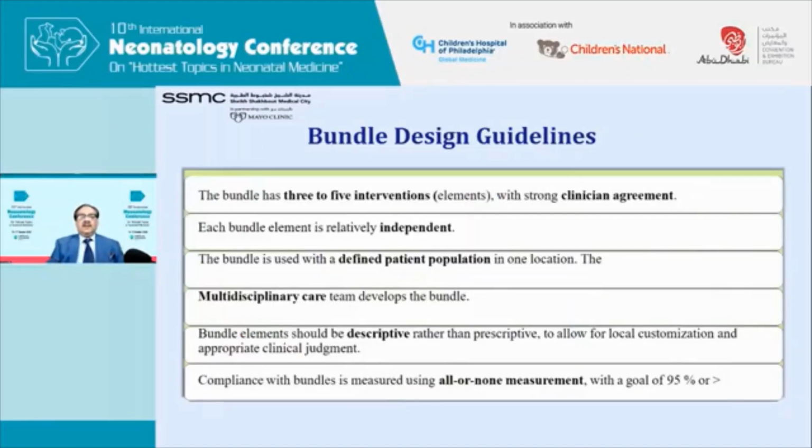So how can you design a bundle? These are the bundle design guidelines. The bundle has 3 to 5 interventions. Each bundle element is relatively independent. The bundle is used with a defined patient population. A multidisciplinary care team develops the bundle. Bundle elements should be descriptive rather than prescriptive to allow for local customization, and compliance is measured using all-or-none measurement with the goal to reach about 95%.